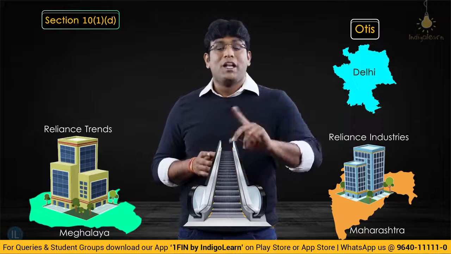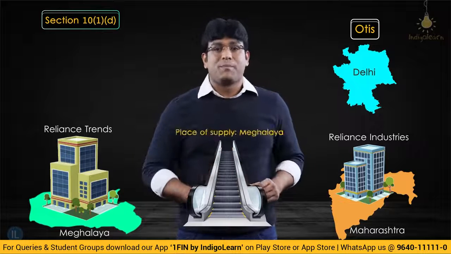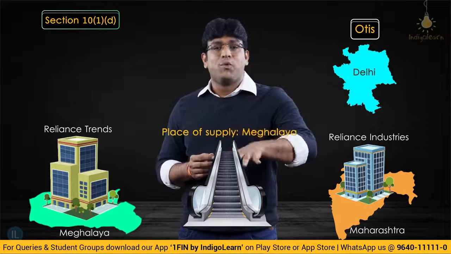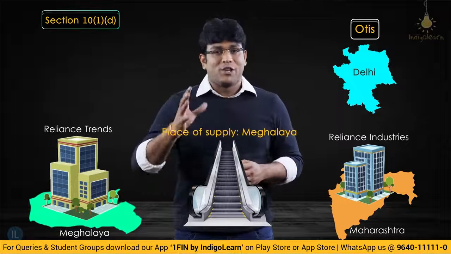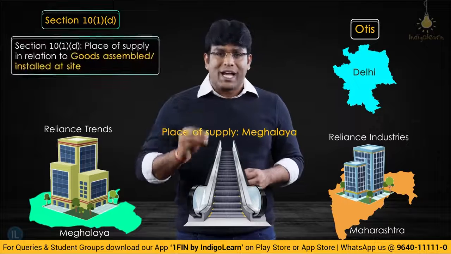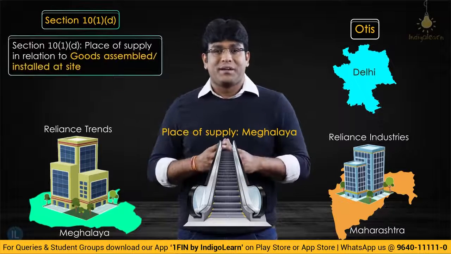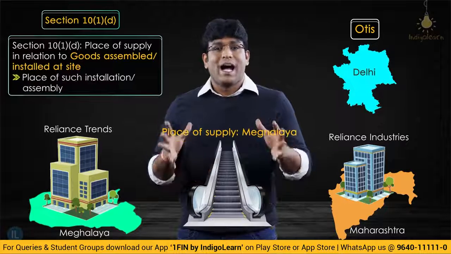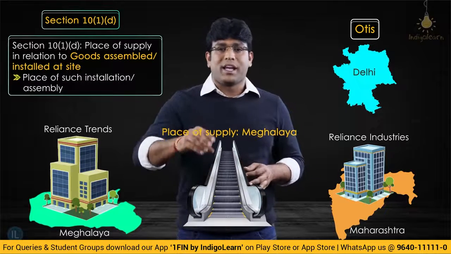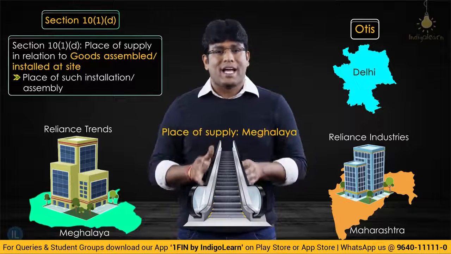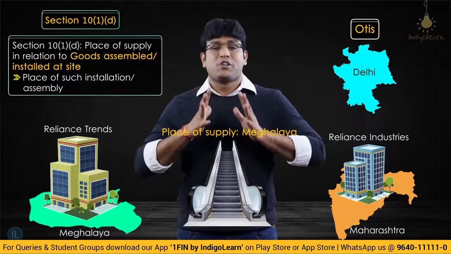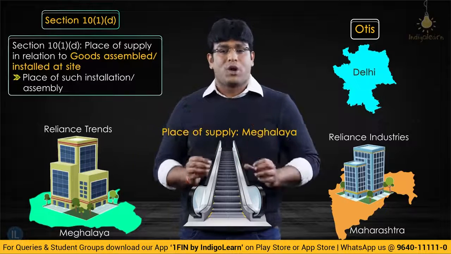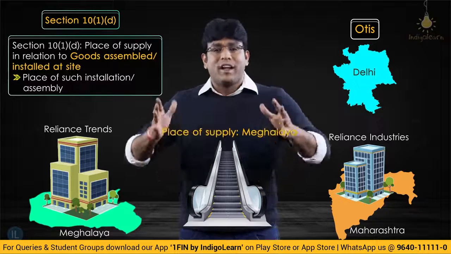Now, for this particular kind of supply of goods made by Otis Elevators, place of supply will not be Maharashtra. Place of supply will be Meghalaya. But why? Section 10(1)(d) specifies that place of supply in relation to goods assembled or installed at a site shall be the place of such installation or assembly. That means wherever goods are installed or assembled, that becomes the place of supply. Whenever there is the story of assembled or installed, you have to apply 10(1)(d) only.